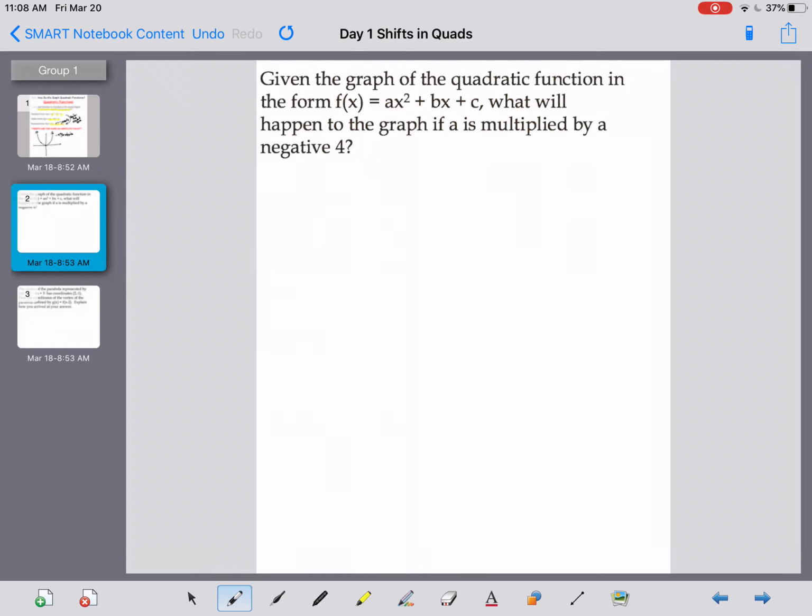The first question. Given the graph of the quadratic function in the form f of x equals ax squared plus bx plus c, what will happen to the graph if a is multiplied by a negative 4? Take a second to copy down the question.